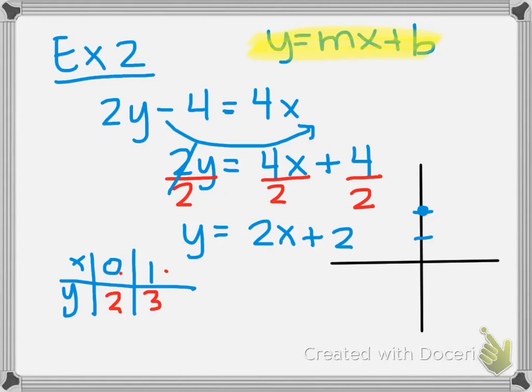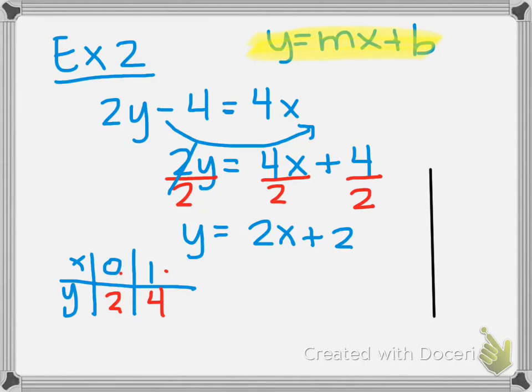It looks like the answer was supposed to be 4. So 2 times 1 is 2 plus 2 is 4. So, okay, now let's make the graph. Okay, that's 0, 2 is right there. And 1, 4 is right here. Now there's a line through it. Arrows on both ends. Alright, there we go.